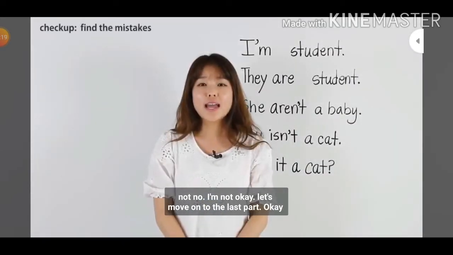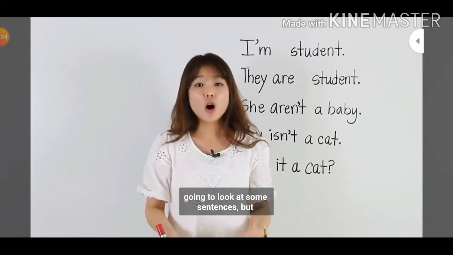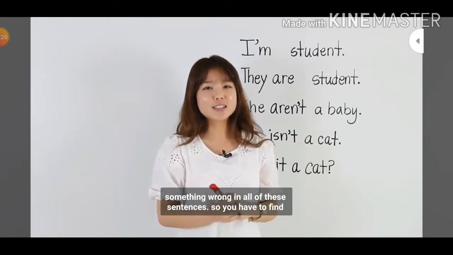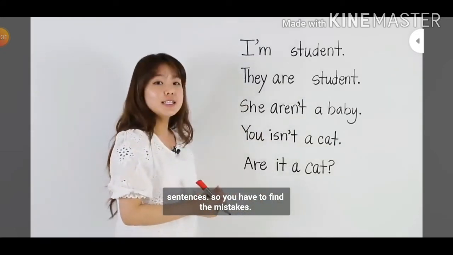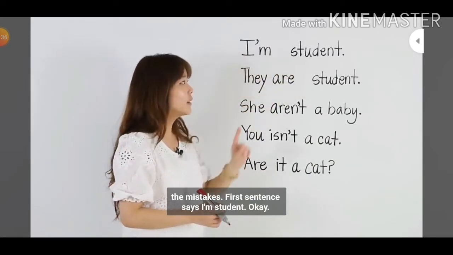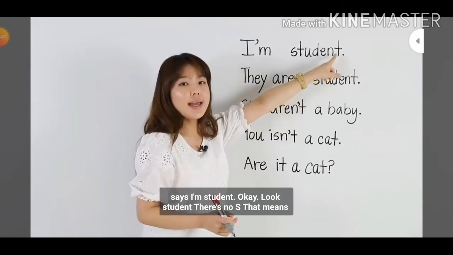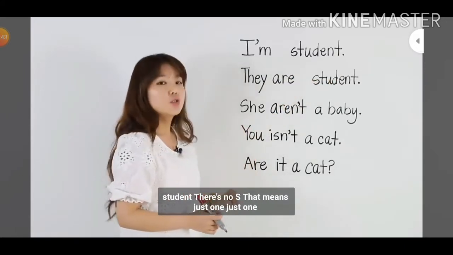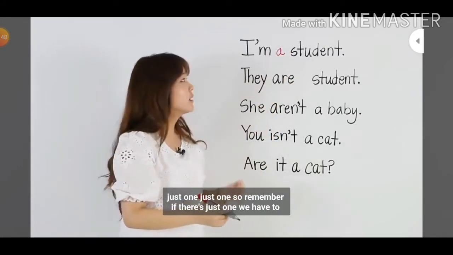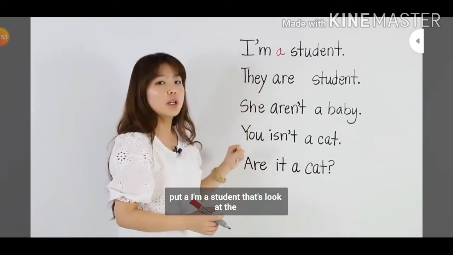Okay, now for this last part, we're going to look at some sentences, but there's something wrong in all of these sentences. So you have to find the mistakes. The first sentence says, I'm student. Look, student, there's no S. That means just one. So remember, if there's just one, we have to put a. I'm a student.